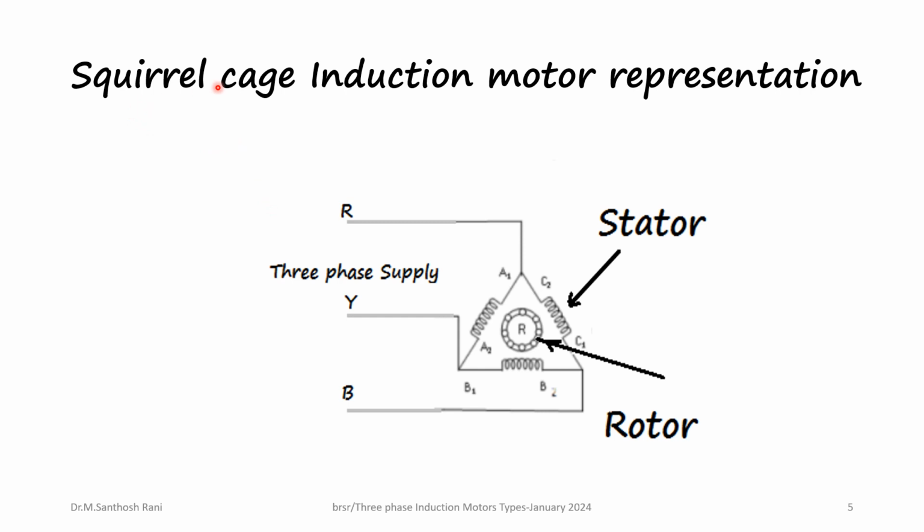This is how a squirrel cage induction motor is represented. The stator is shown here and the rotor is shown in the center. In this particular case, stator is shown as delta connected. It can even be star connected, but the rotor is shown as a circle because it is a closed structure when it is a squirrel cage induction motor.